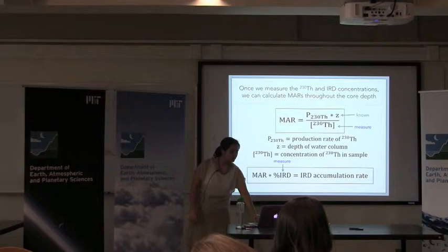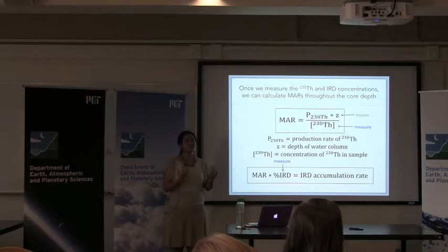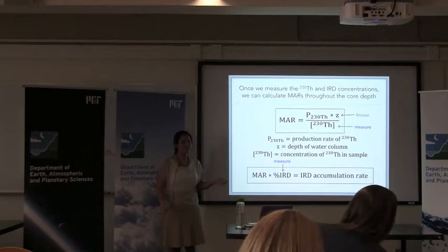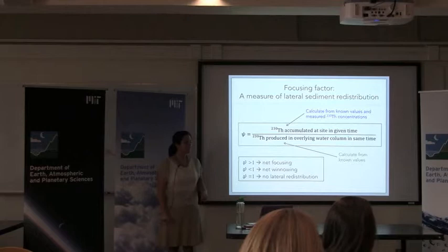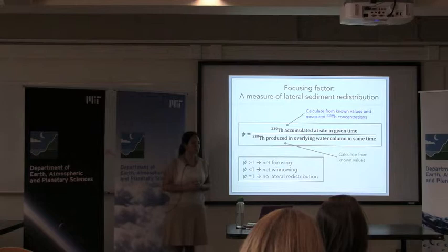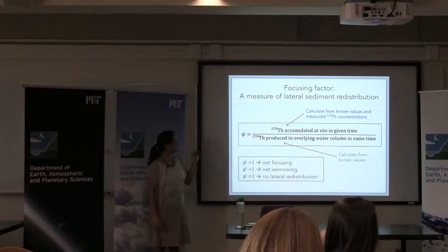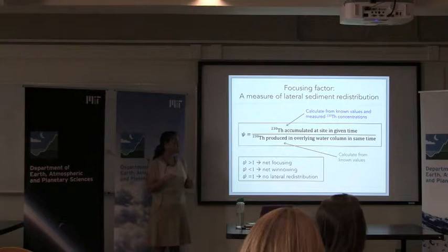Now, since lateral sediment redistribution was one of the main reasons we're even doing this study, I'll explain a little bit about how we can actually measure how much sediment is being redistributed laterally. We measure this by a unitless value that we call the focusing factor. I don't include all the variables because that might bore you, but essentially you're dividing the 230 thorium that's accumulated at a certain site in a given time by the 230 thorium that we know has been produced in the overlying water column in the same time.